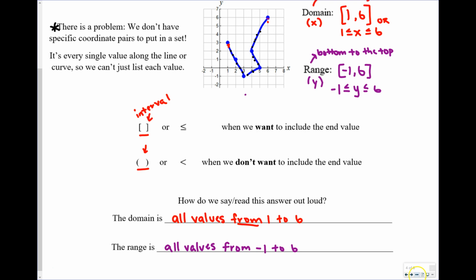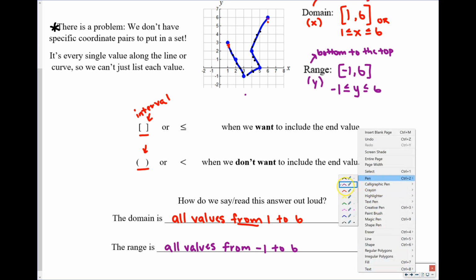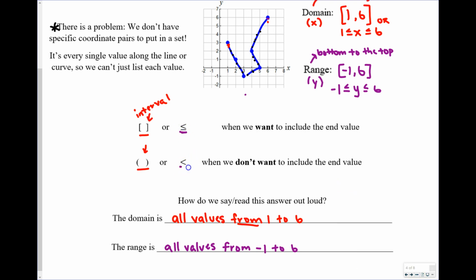I want you guys to be challenged. I'm going to add one more thing on your notes so you have it. This guy and this guy, that's your inequality notation. So I just want you to have that to look back on. So you have all this. So that's inequality notation. Okay?